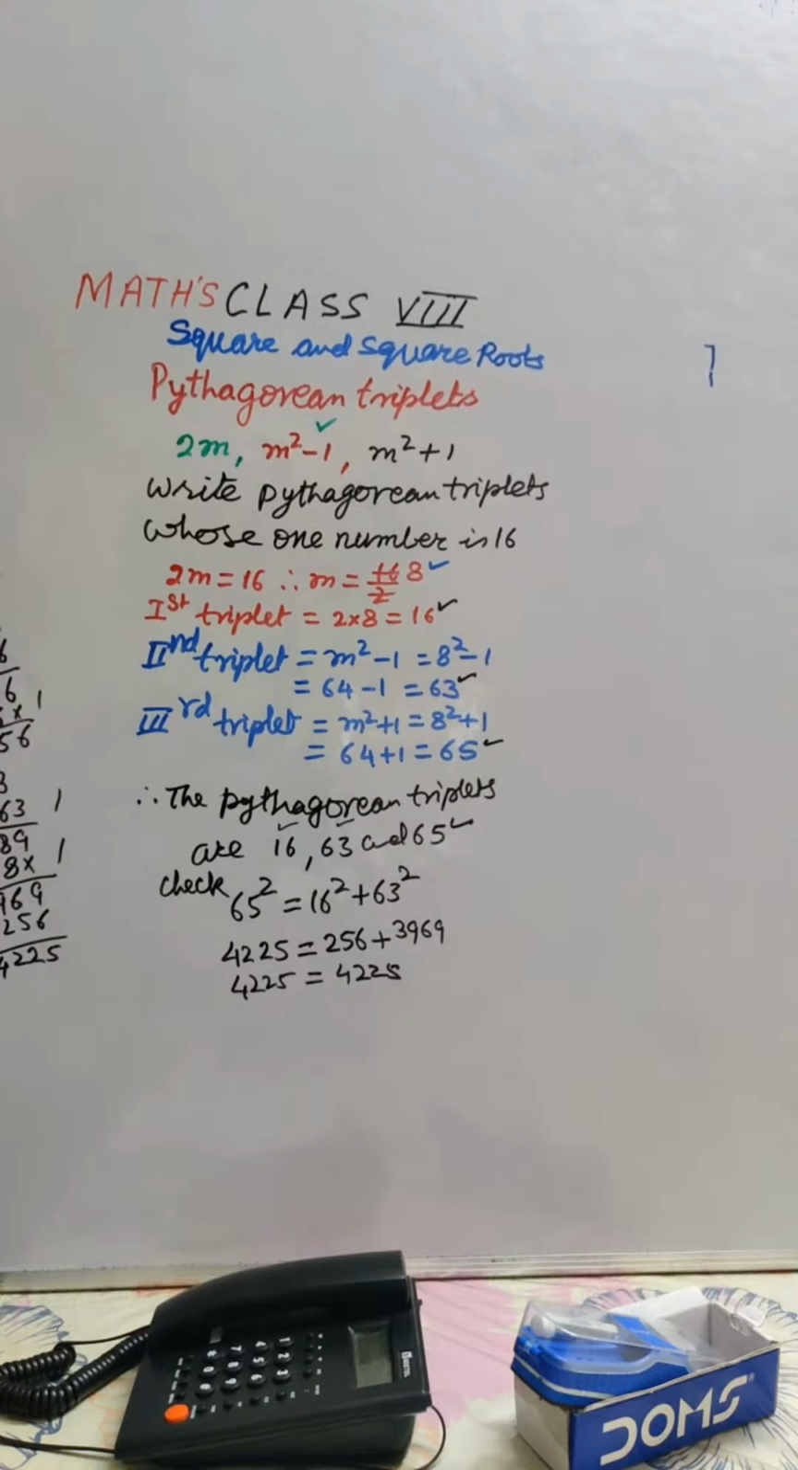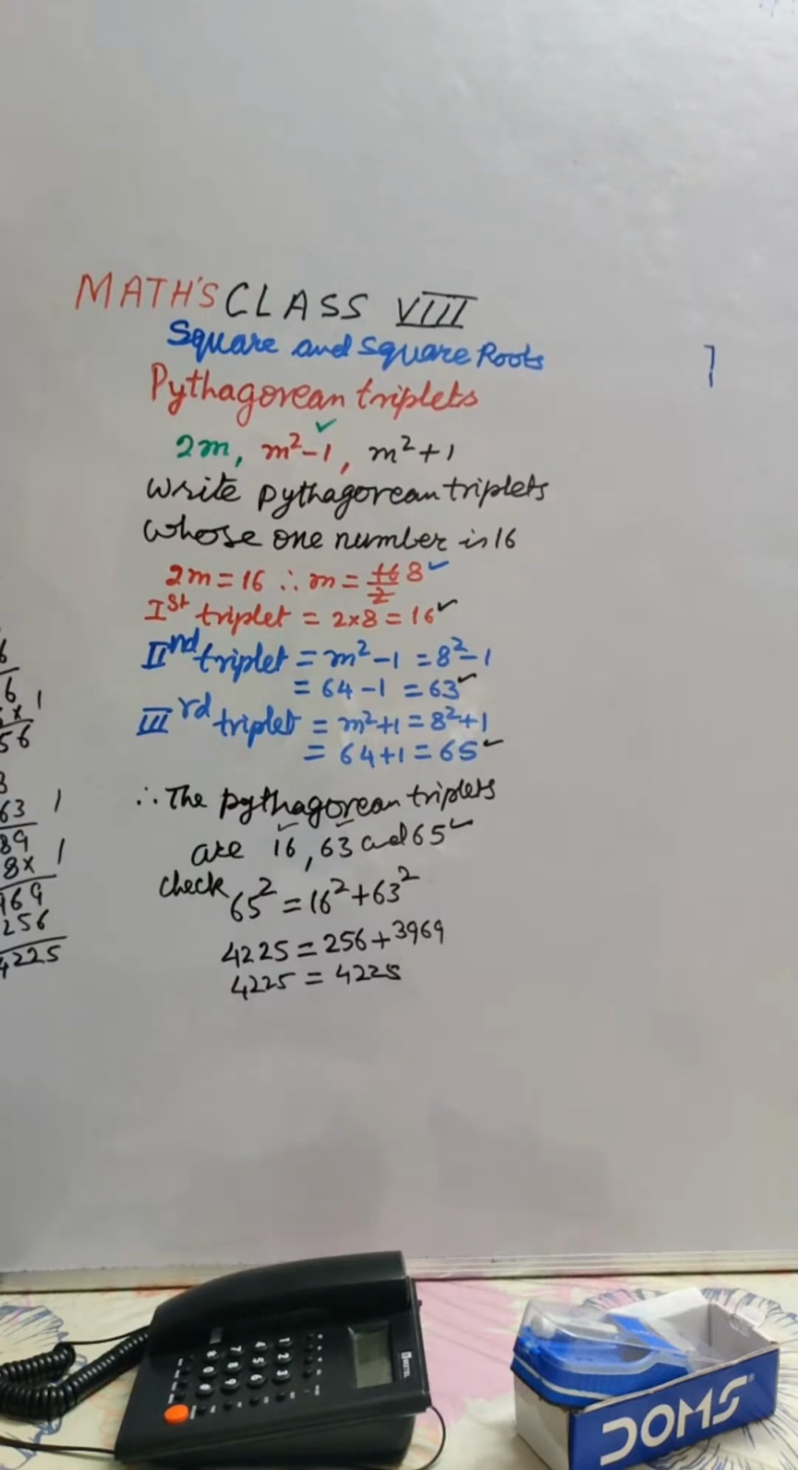Now we are taking another question, that is 18. What are the Pythagorean triplets whose one number is 18? It is for your homework.